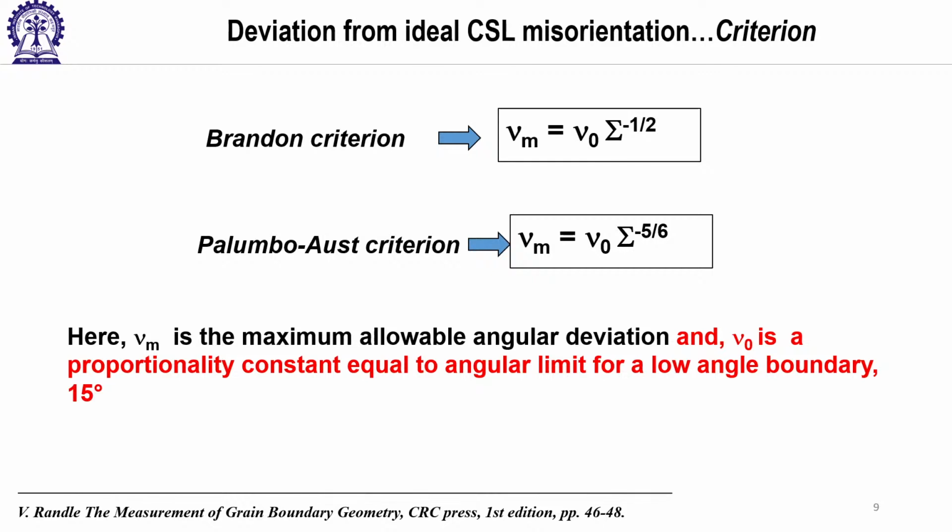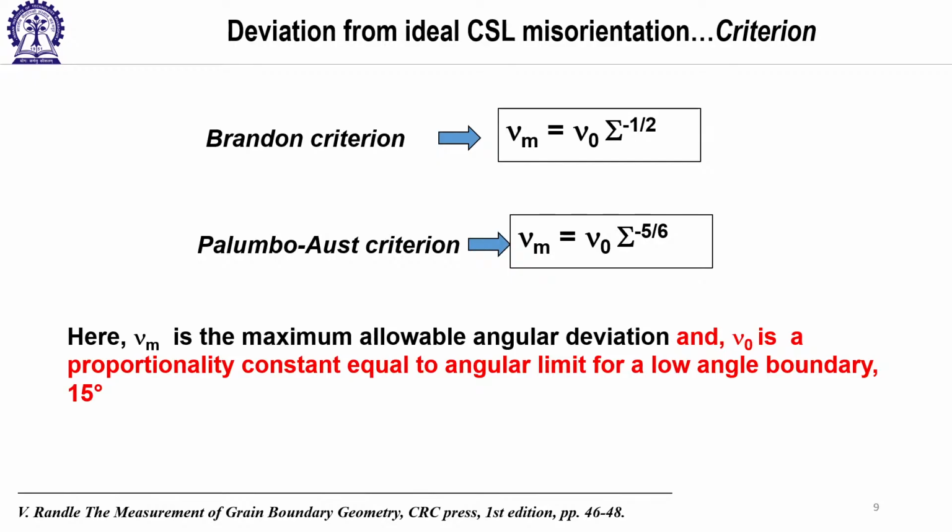How will you find out the value of this constant? Just put the value of sigma as 1. What is the meaning of sigma 1? Low angle boundary, right, where every atom we consider as coincident. And what is the maximum deviation for a low angle boundary? We can consider up to 15 degree. So to find out the value of this proportionality constant, put the value of sigma as 1, what will be the value? This will be 15 degree. So nu naught is nothing but 15 degree.